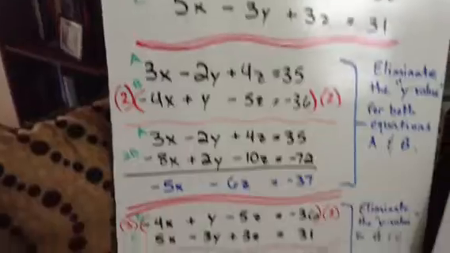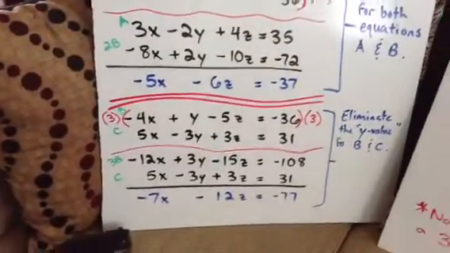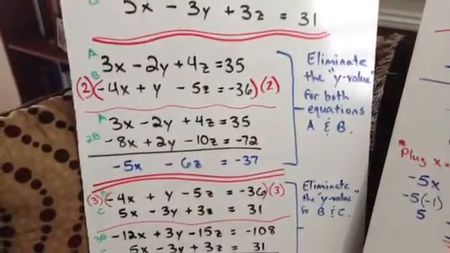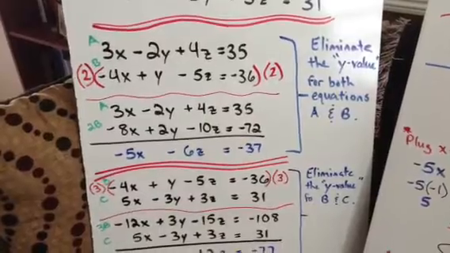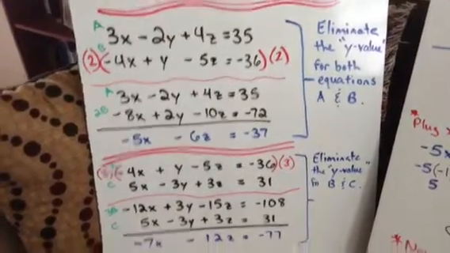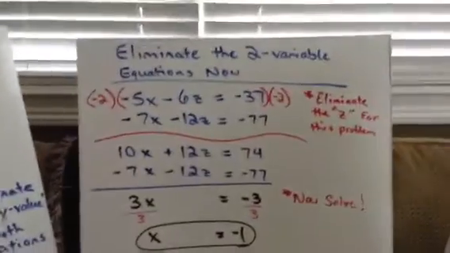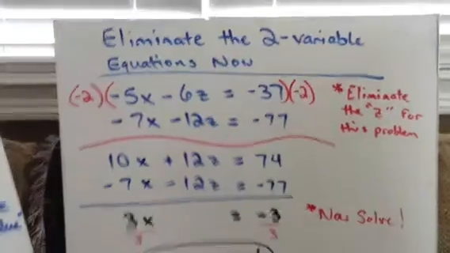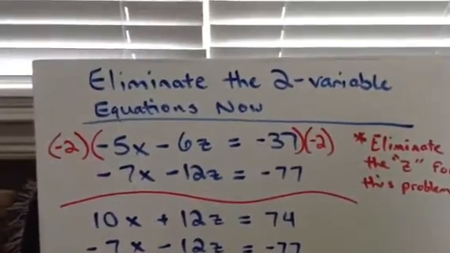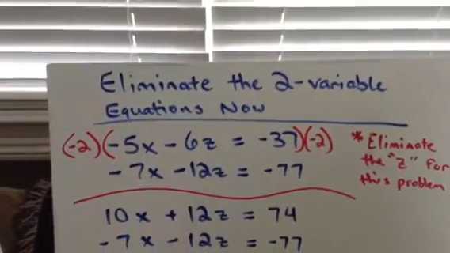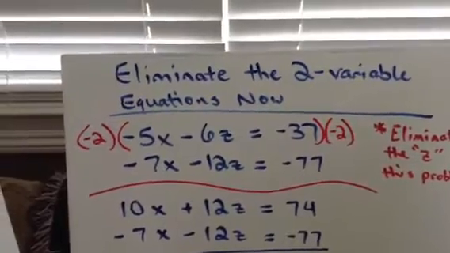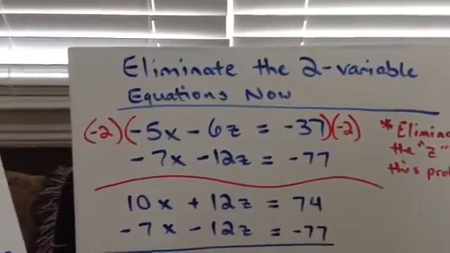Okay? So I have my two blue equations. I've got some notes over here on the side. I eliminate the y value for both the equations A and B, and I also eliminated the y value again for B and C. Alright, so next, the two blue equations that we just generated are right here at the top. It says eliminate the two variable equations now. So I have my x and z equations, no more y's.